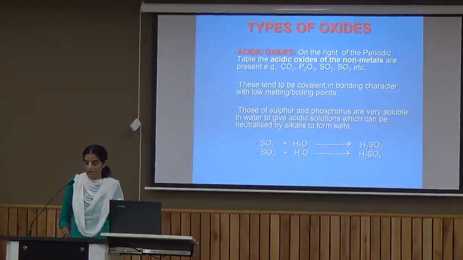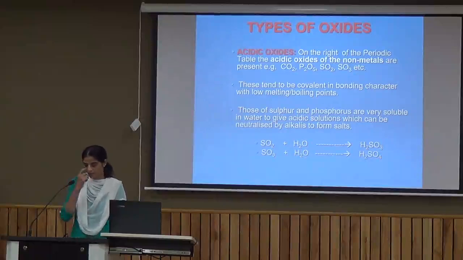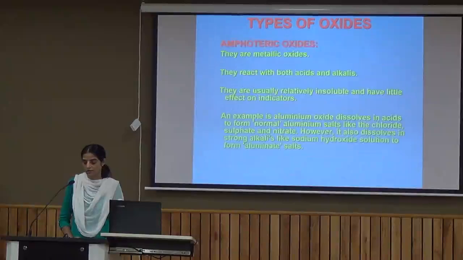Next is acidic oxides. Acidic oxides are generally the non-metallic oxides. This is clearly shown by this example. Sulfur dioxide is a non-metallic oxide. It dissolves in water to form sulfurous acid. Similarly, sulfur trioxide dissolves in water to form sulfuric acid. So this indicates that when these non-metallic oxides dissolve in water to form acids, they are acidic oxides.